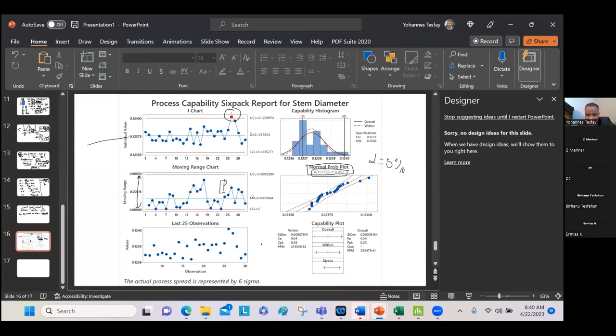So the Cpk, this is the metric that I'm looking for, is 0.26. You see 0.26, so what is the ppm? My ppm is almost like a quarter of a million.